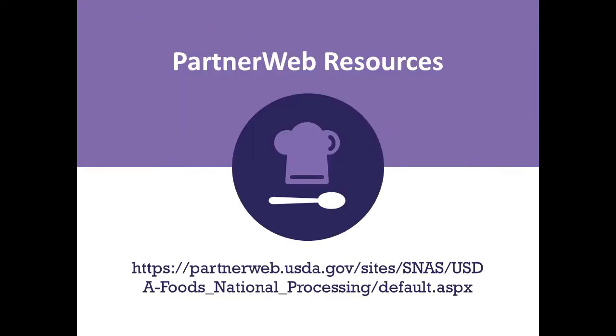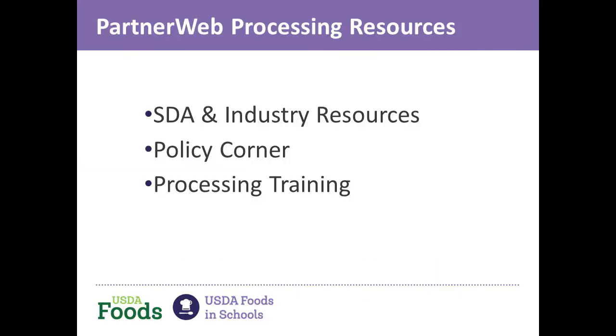The web address listed on this slide allows you to access the processing resources I mentioned in this webinar. Follow the web address in your internet browser to log into the USDA Foods National Processing Community Partner Web. The USDA Foods National Processing Community Partner Web contains a number of useful SDA and industry resources, policies, and processing trainings to help manage your state performance reports and processor inventory levels.